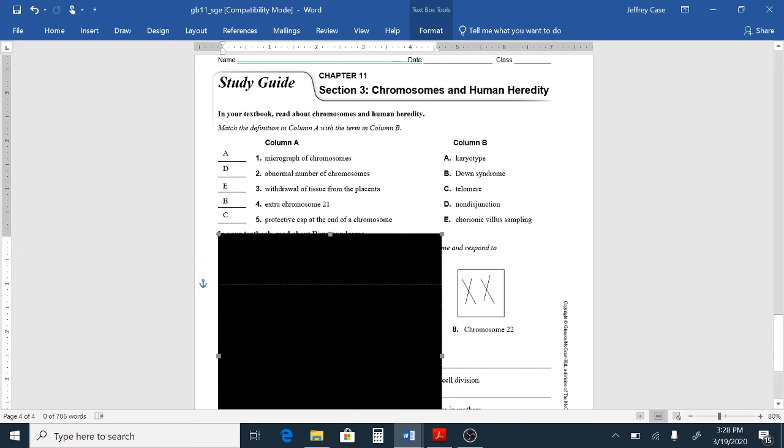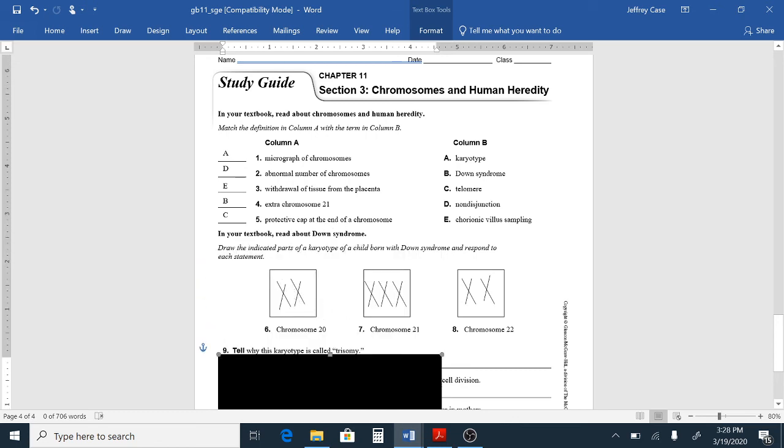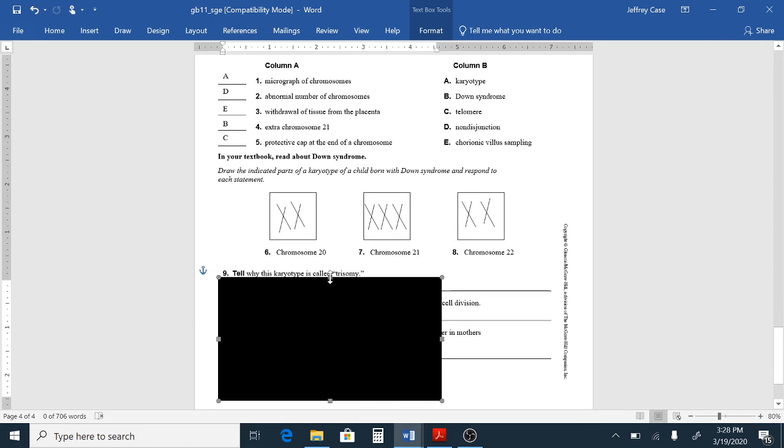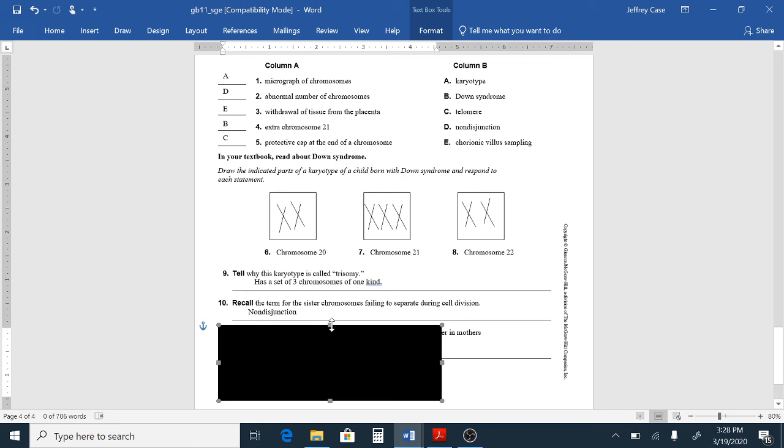All right. Here's some drawings. I did my best here. So within Down syndrome, chromosome 20, the pair is normal. Chromosome 21, there's 3 of them, hence the nickname trisomy 21. Chromosome 22 has the 2 chromosomes, one from mom, one from dad. Tell why this karyotype is called trisomy. It has 3 chromosomes of one kind. That's within the 21st pair, what should be a pair, obviously not in this case.